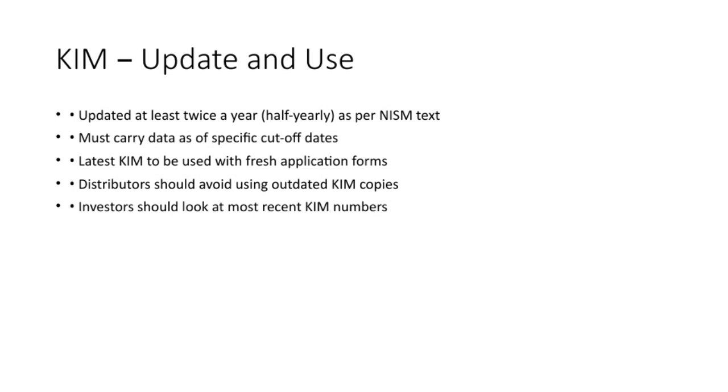Let's talk about the importance of keeping the KIM updated. As per NISM guidelines, the KIM should be updated at least twice a year, essentially every 6 months. This ensures that the information remains current and relevant. It's also crucial to note that the data presented in the KIM must be as of specific cutoff dates, so investors and distributors are always looking at the latest figures.